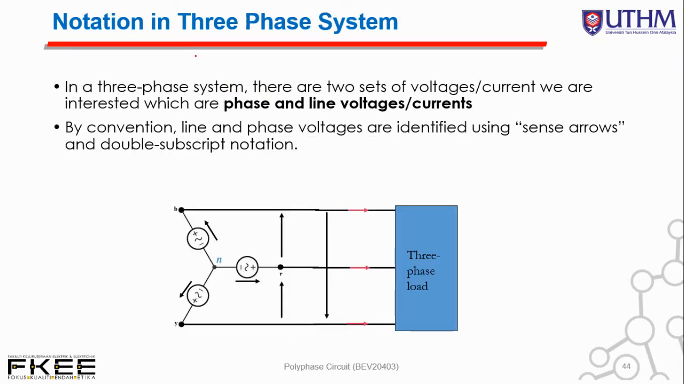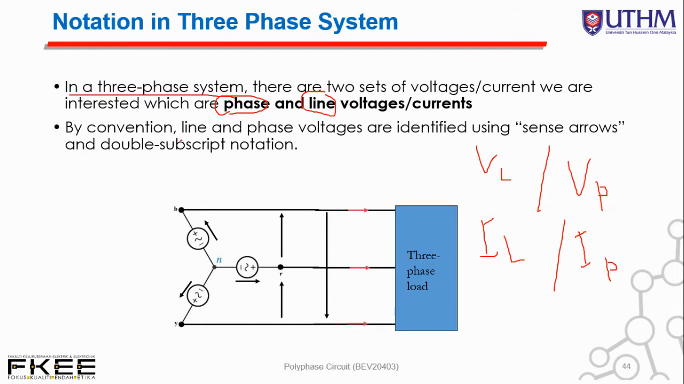Then, notation in three-phase system. So what about the three-phase system? Just now we have seen the simple system pertaining to single notation as well as double notation. This time around, we will see what happens in three-phase system. These are two sets of voltages and currents of interest, known as phase and line quantities. So basically we have V line and V phase, as well as I line and I phase. We have these two sets of voltages and two sets of currents.